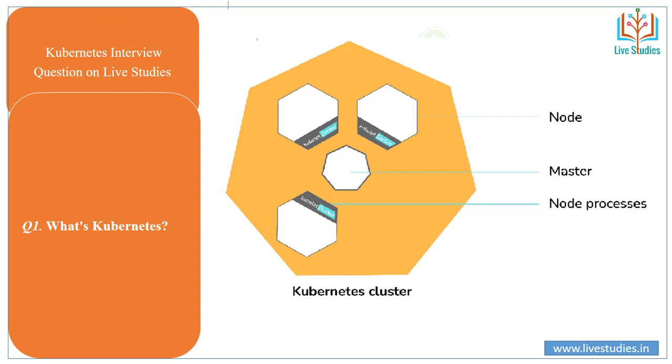A master and nodes. The master coordinates all activity in the cluster, for example, scheduling applications, maintaining application state, scaling applications, and rolling out new updates. But a node is an instance of an OS, meaning operating system, that serves as a worker machine in a Kubernetes cluster. Also, a node has two components.